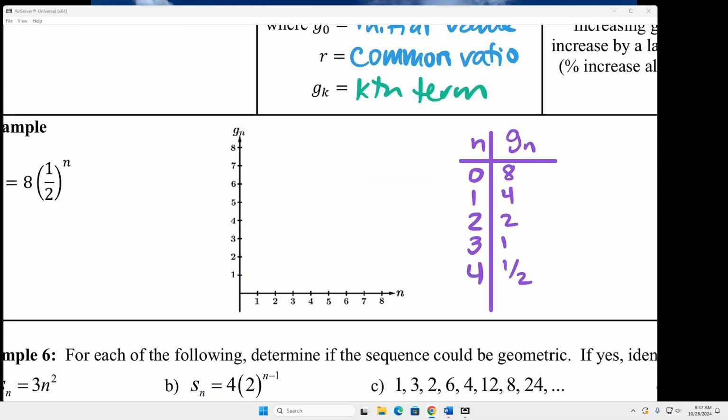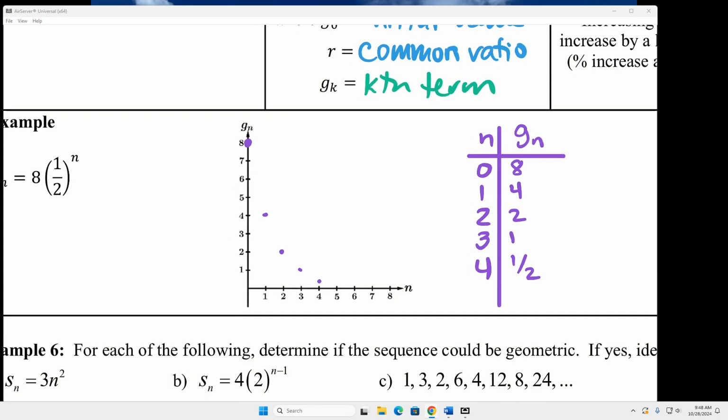Okay, so let's graph this. We technically could keep going, but that fraction is just going to get smaller and smaller every time you multiply by 1/2. Is it ever going to get to 0? No, if you keep multiplying by 1/2, you're never going to get to 0. So that's it.